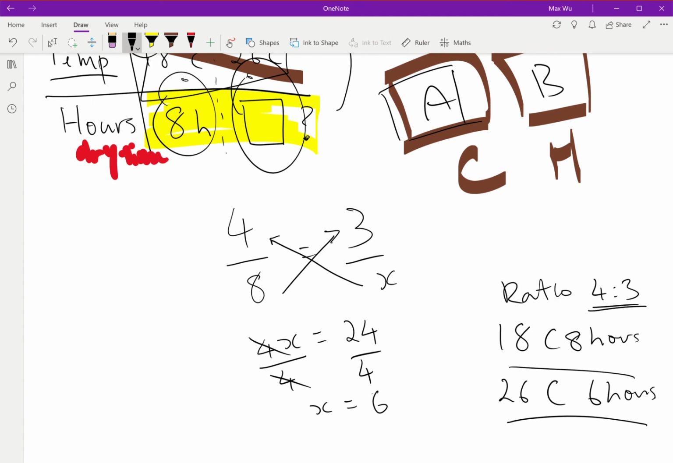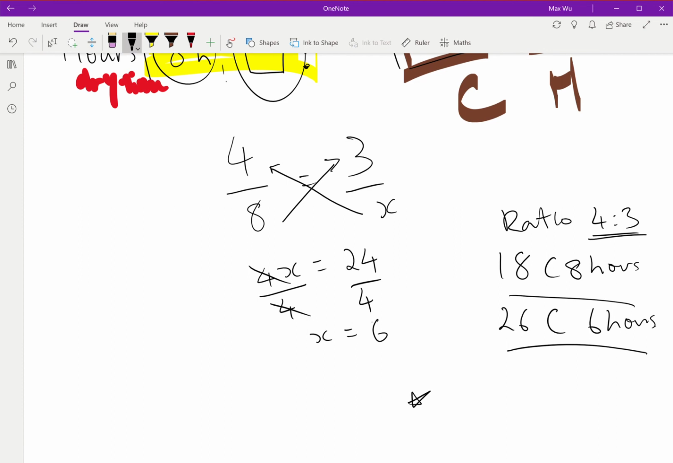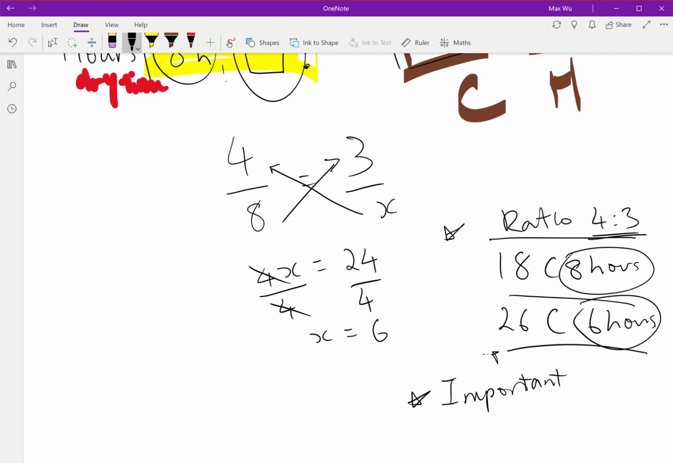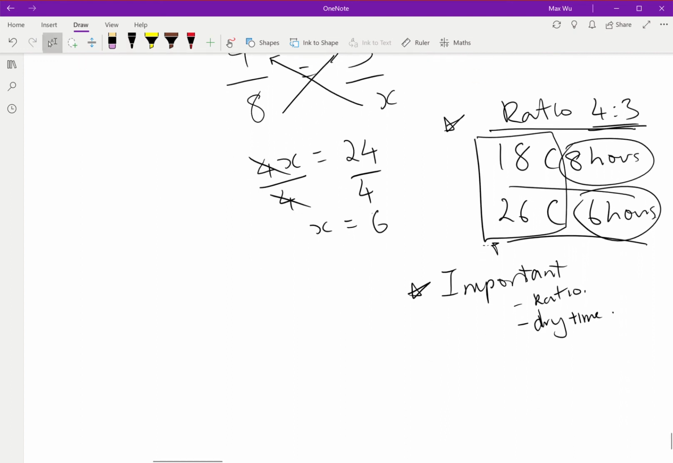So the key takeaway from this lesson is to identify what we are talking about and what is important, okay? In this case, what was important was the ratio, which was 4 to 3, and the actual values we were talking about, which was dry time. So it was the ratio and the factor we're talking about, in this case dry time. In this case, 18 degrees and 26 degrees are simply categories that look like numbers. So it doesn't matter there.